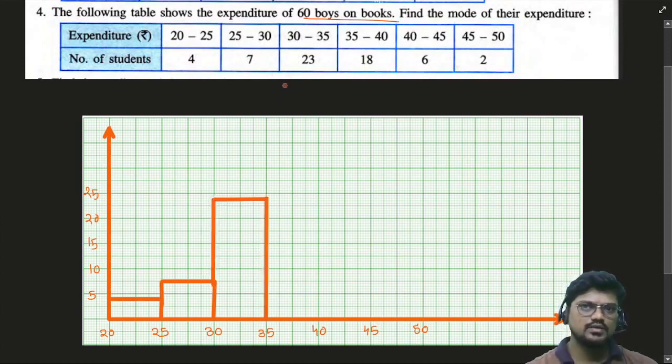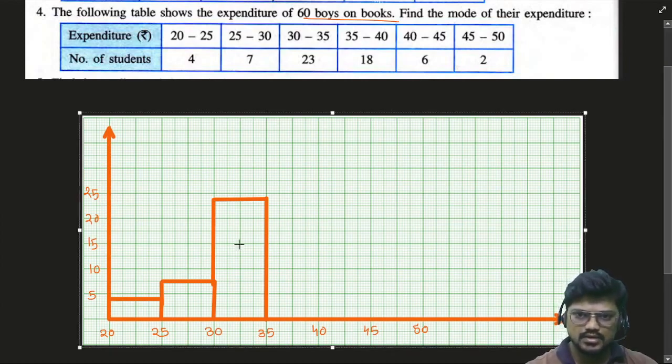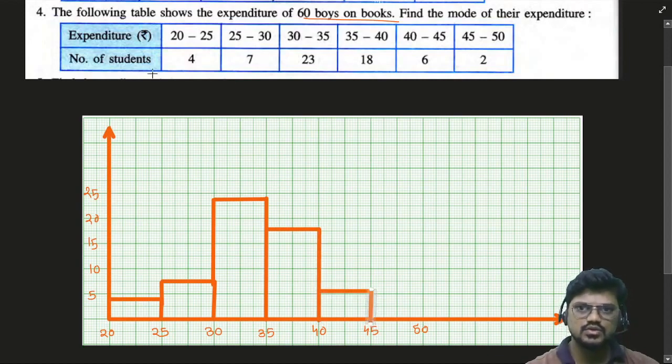Fine. After that it is 18. From 35 to 40 it is 18, so we'll draw it over here. 18 will be between 15 and 18. And then this is 6, so 6 will come over here. And then it is 2.